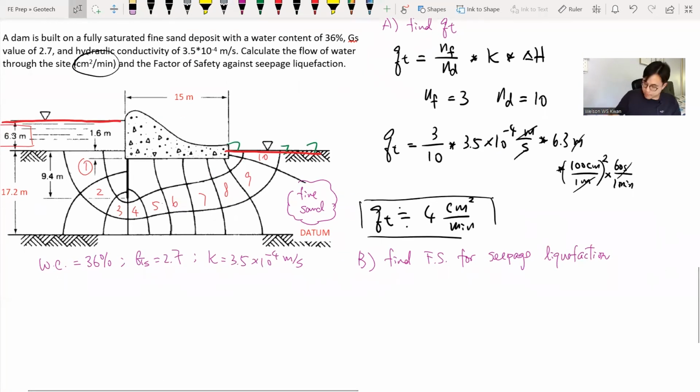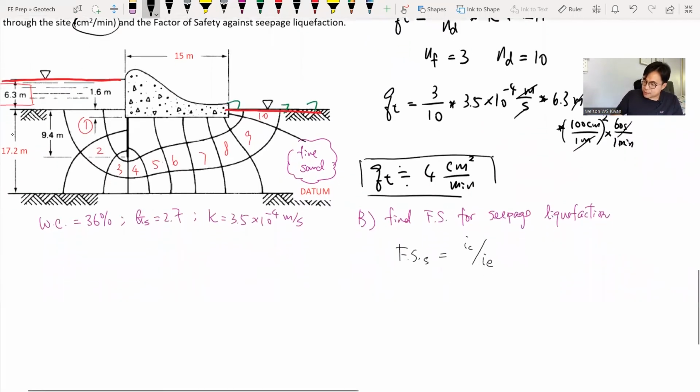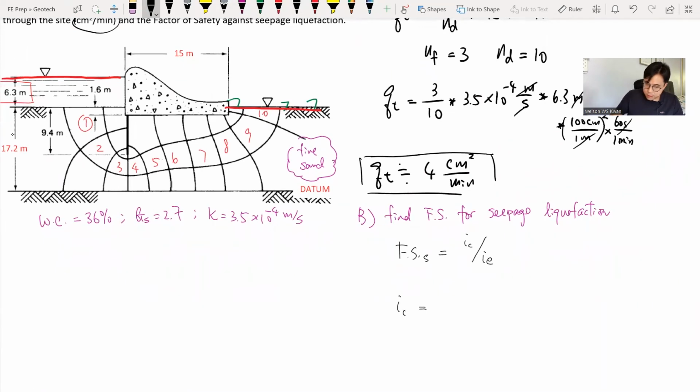So the factor of safety is given as equal to I sub C divided by I sub E. And I sub C from the FE manual is further given by these equations. And the I sub E is the exit gradient. We'll talk about how to find that.